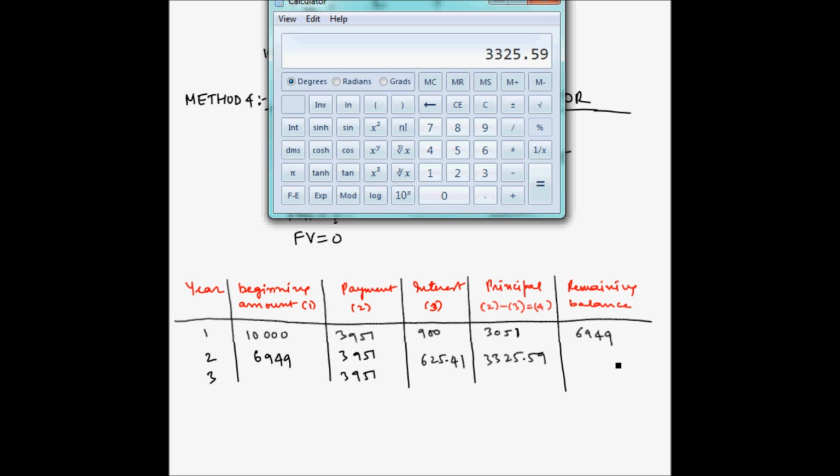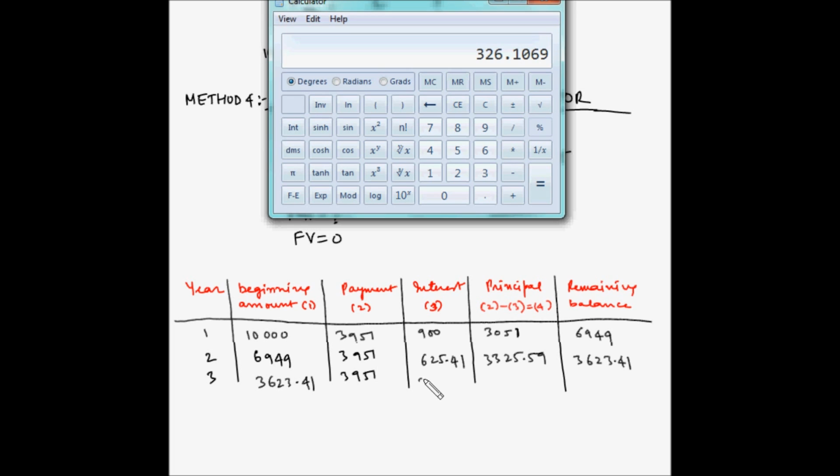So how much is the remaining balance? So this we'll consider negative, and to this we'll add 6949. So we get 3623.41 rupees. So now this is the amount of principal remaining. So this becomes our beginning amount for the third year. The installment is the same, 3951. Interest will be 9% of the beginning amount. So this multiplied by 0.09.